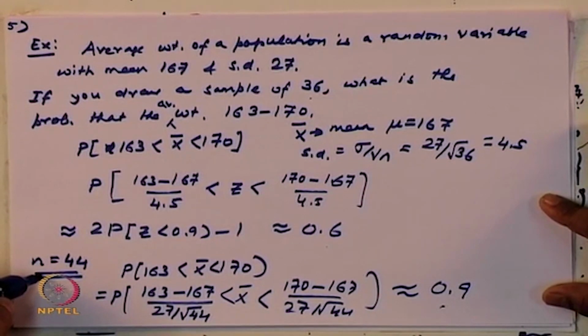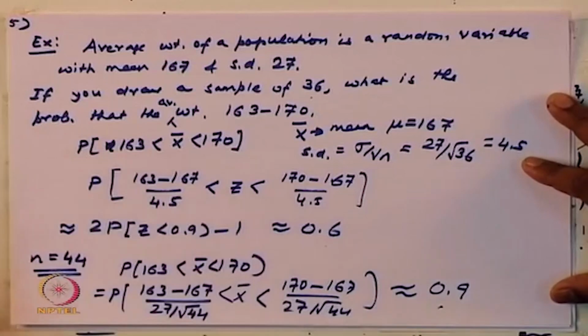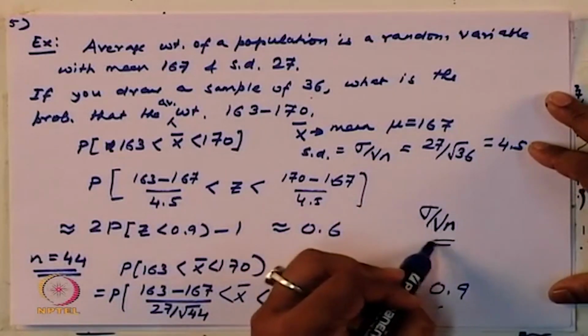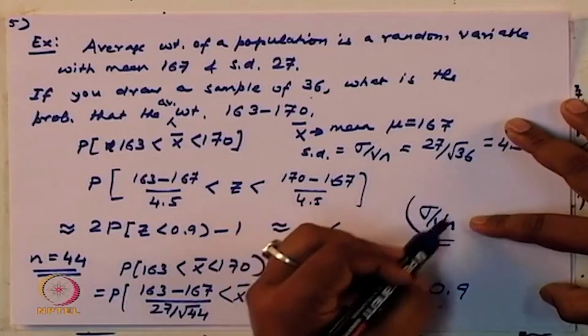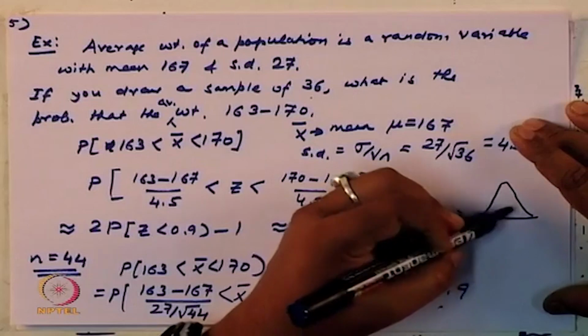So, this is very important to note. Your spread is inversely proportional. Your spread is the standard deviation of the distribution, and that is sigma by root n. Because you have sigma by root n, with increase in n, the distribution becomes more and more peaked.